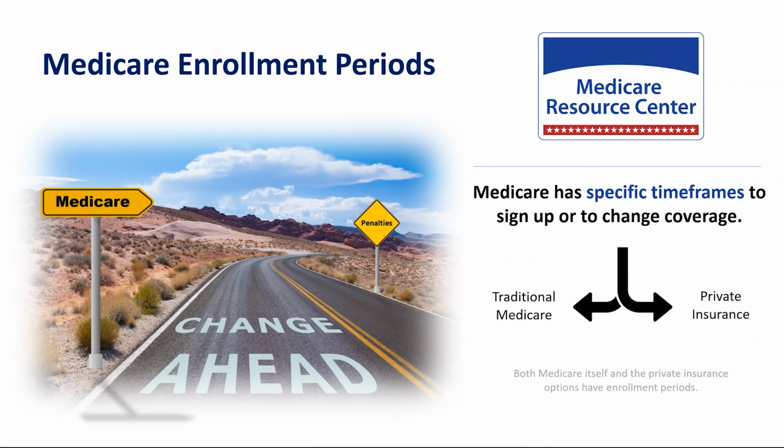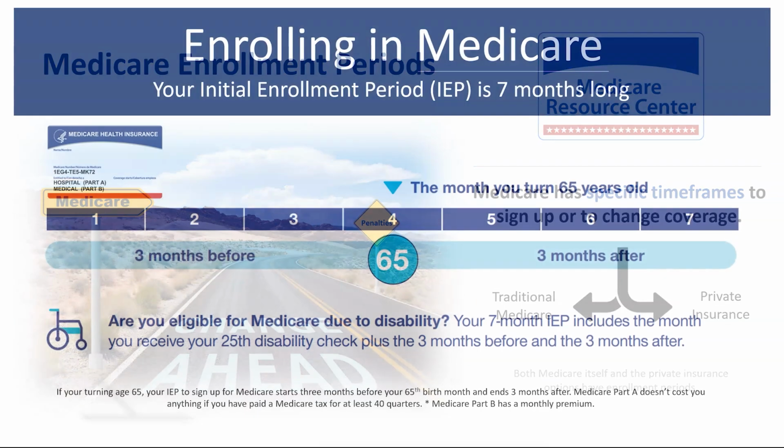Now, just like I said in the previous slide, there are specific time frames when you can sign up or change coverage. And that really depends on what you're trying to sign up for, because some enrollment periods are, again, just to get into Medicare, and others are for private insurance. Now, prior to 2006, we didn't have enrollment periods. That was an invention of the Medicare Part D program.